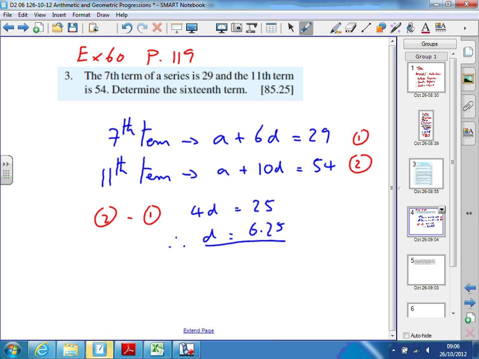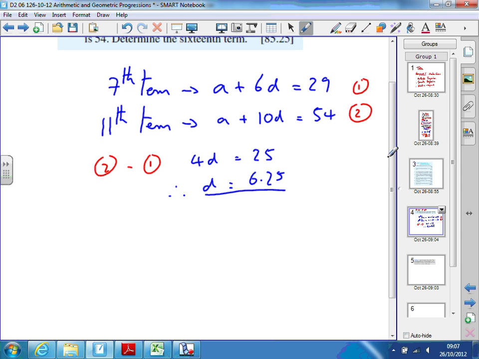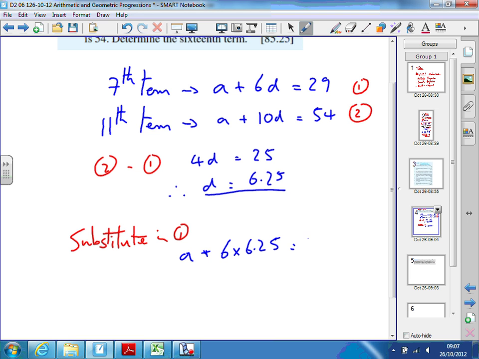And then, what do we do now? Say that again. Well, yeah, we use one of these formulae and substitute our value for D in. Substitute in 1, for argument's sake. We could have done it in 2. So in other words, A, which we don't know yet, plus 6 times the common difference, which is 6.25, must equal 29.